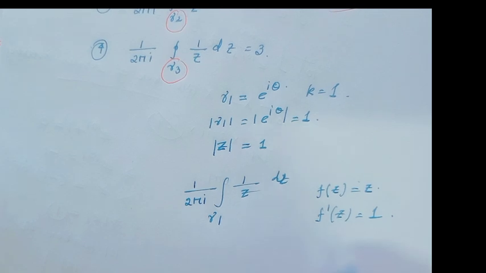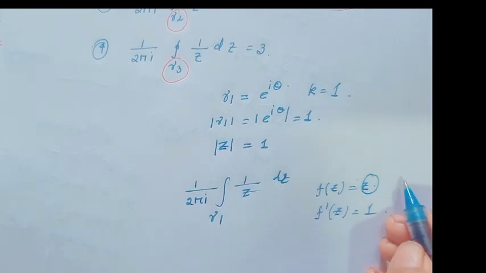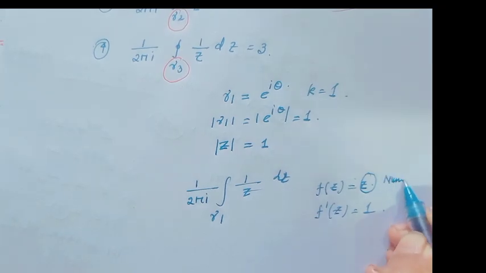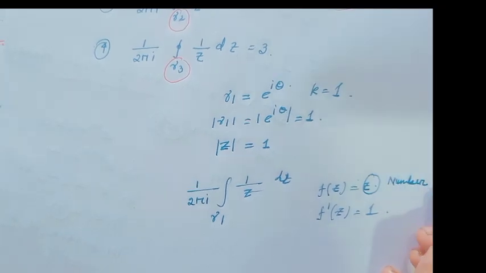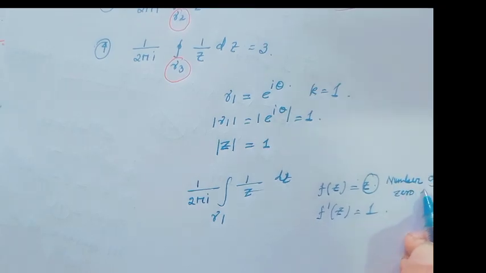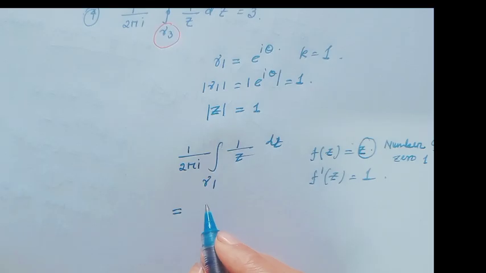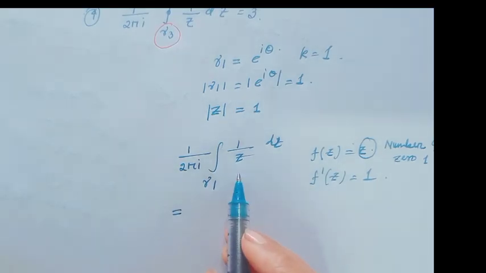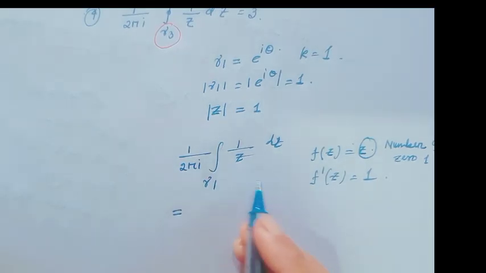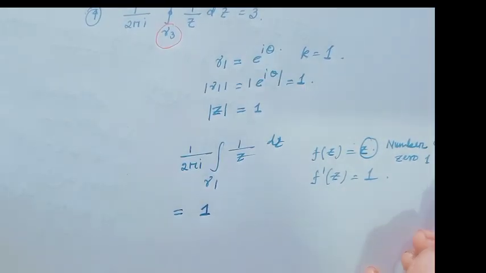Therefore, since f(z) = z, the only zero is 0, so the number of zeros is 1. So this value, 1 over 2 pi i integral over gamma 1 of 1 over z, is 1 because the number of zeros is 1 and the number of poles is 0.